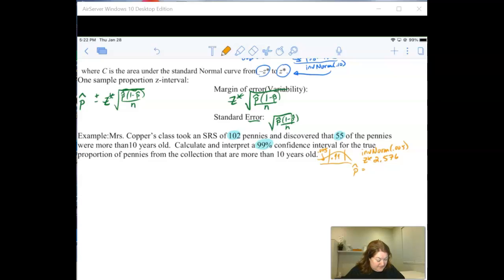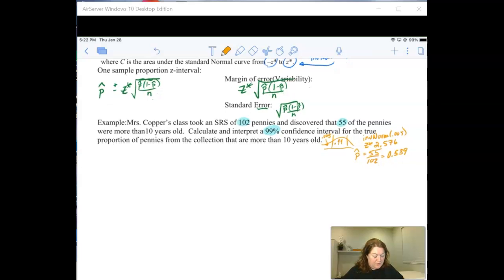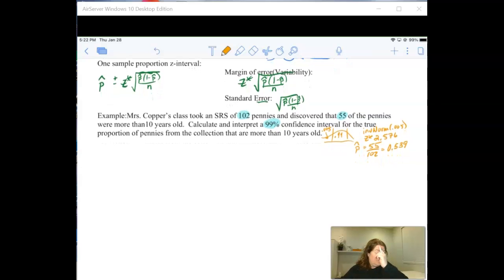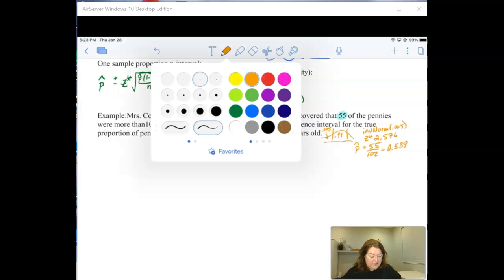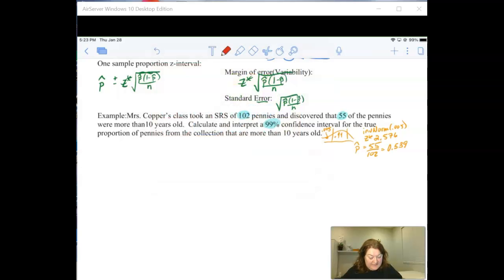So what I have is 55 out of 102. And when I turn that into a decimal form, that's going to be 0.539. Okay, so that's the first two bits, just giving me the numbers I'm going to need for the problem. The main structure that we're going to follow, remember, is the idea of the word PANIC reminding us what to do.